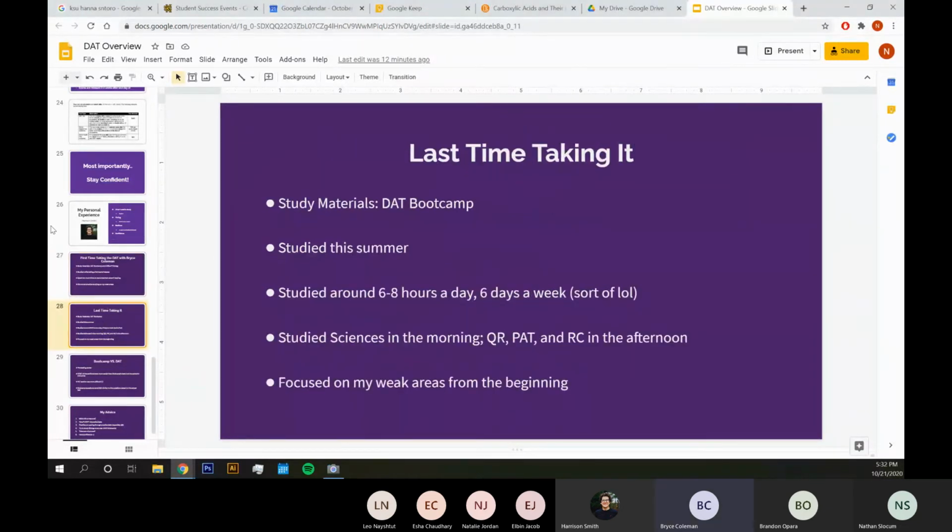And this was just my schedule throughout the summer. I wasn't taking any courses really, except for a couple of onlines, and I didn't stick to the 6 to 8 hours a day, 6 days a week all the way through. I mean, it was just a lot, but I definitely feel like you should have a set amount of time you want to study throughout the week. I would do QR practice and reading comprehension in the afternoon, and I did sciences in the morning. And I definitely made sure I focused on my weak areas.